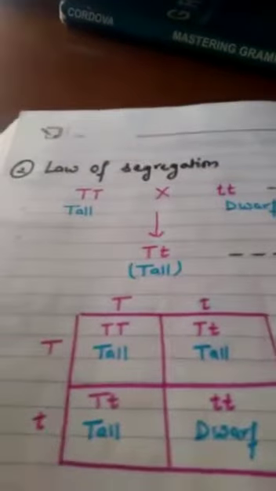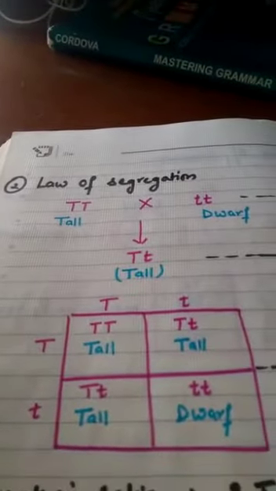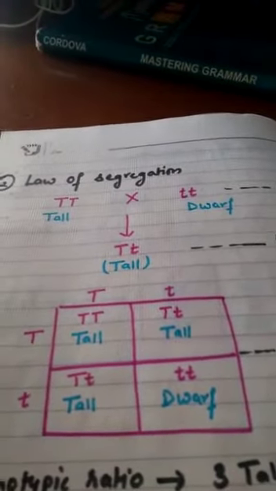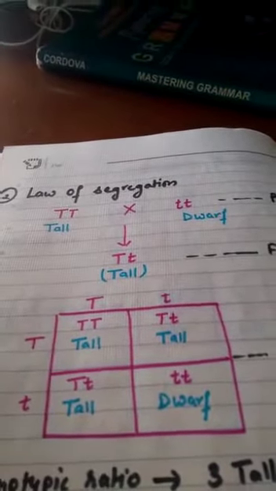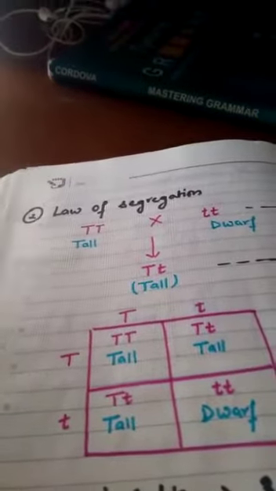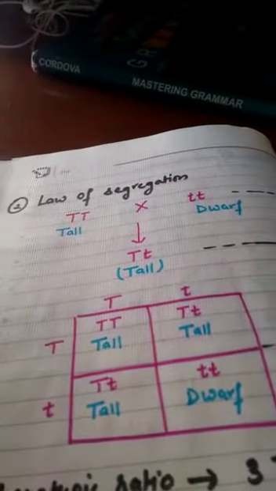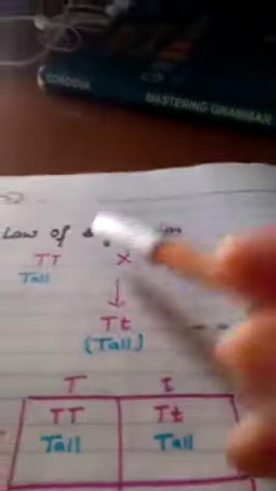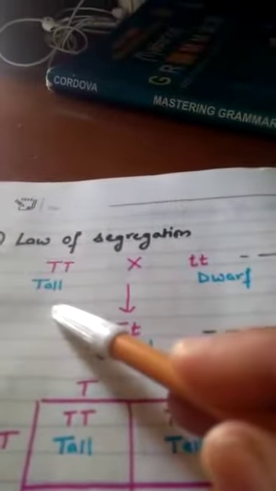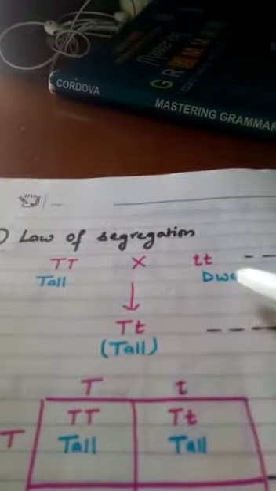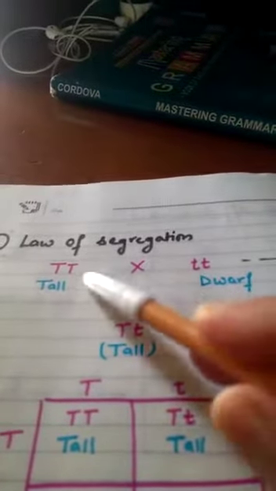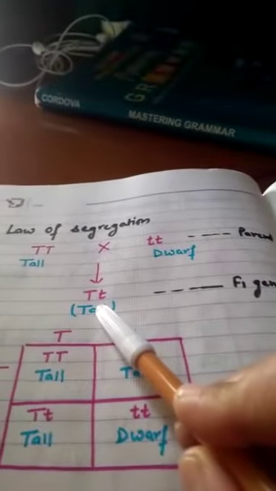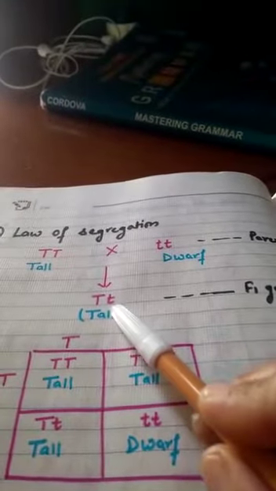Hello students. The second law of Mendel is the law of segregation. The law of segregation is also known as the law of purity of gametes. Now for this law also we have to see the monohybrid cross, the same one between the tall plant and the dwarf plant. As we know, in the F1 generation all the individuals obtained were heterozygous tall.